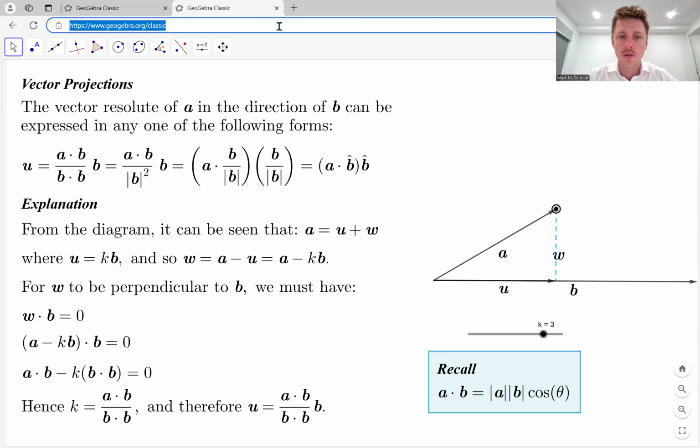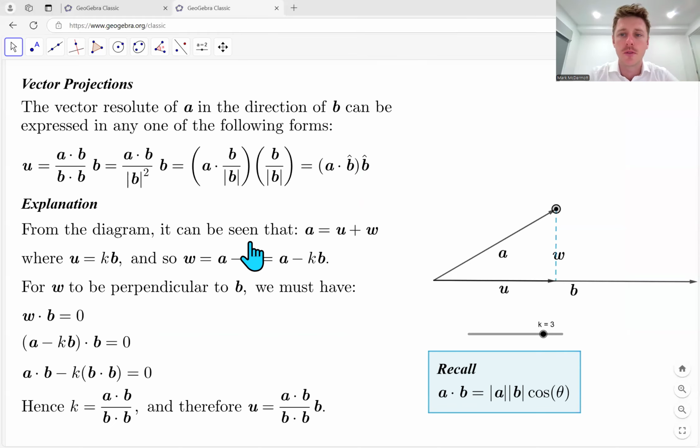Before we do the maths behind it, let's think about what a vector projection is. A vector projection is a way that we can quantify how much one vector points in the direction of another vector. If we look at this diagram, we've got vector A pointing here to here, and then vector B, this long vector underneath. We can see that vector u is the amount that vector A is pointing in the direction of vector B.